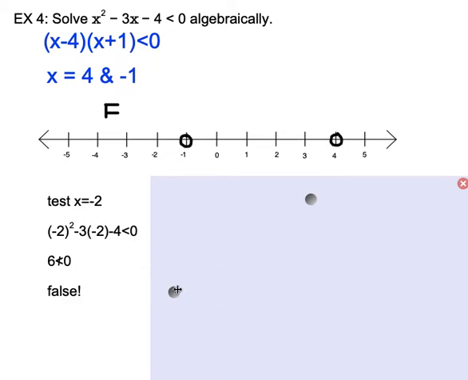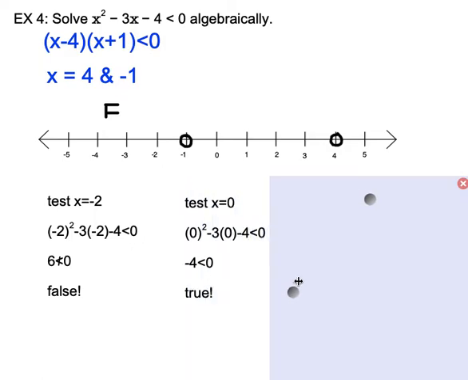Okay, do the same process. I'm going to pick something between the two. Well, I'll pick 0 because that's an easy one. 0 squared minus 3 times 0 minus 4, is that less than 0? Was -4 less than 0? Well, that's true. So this is true.